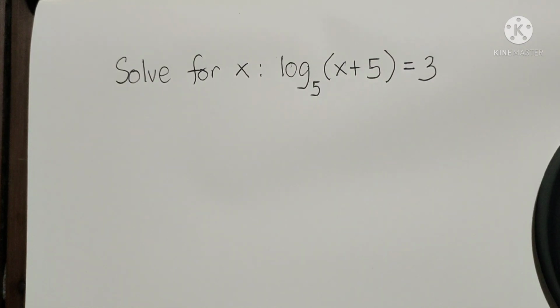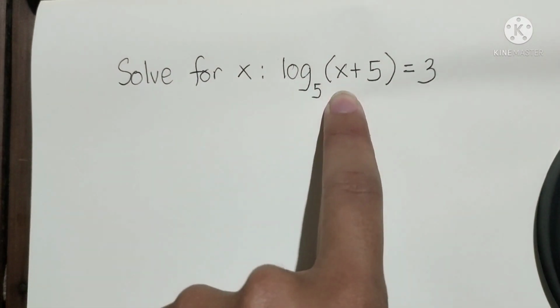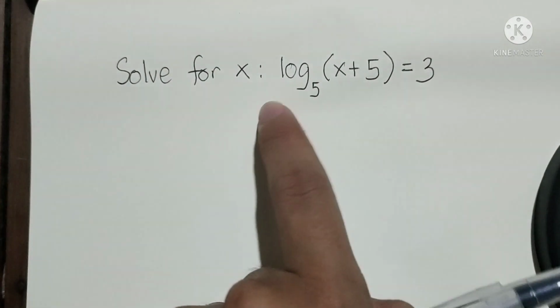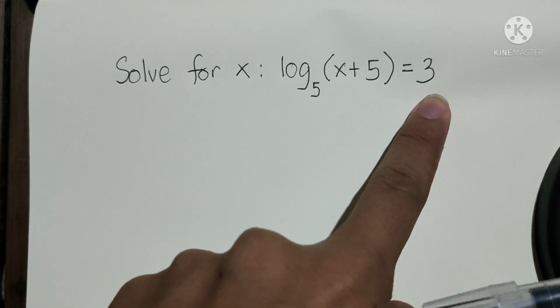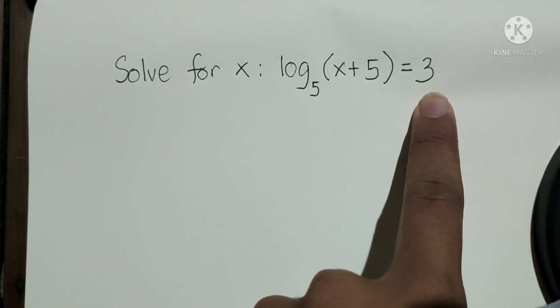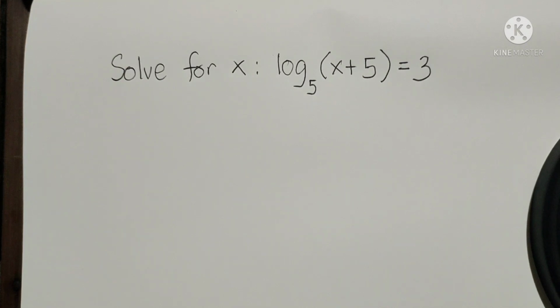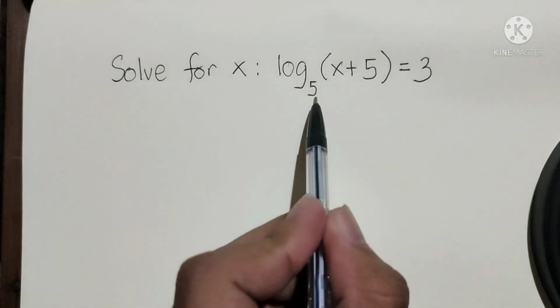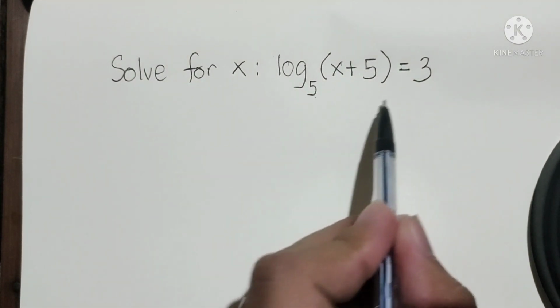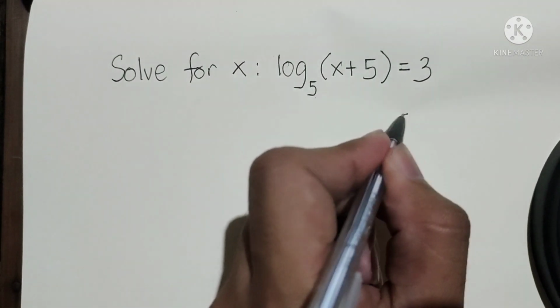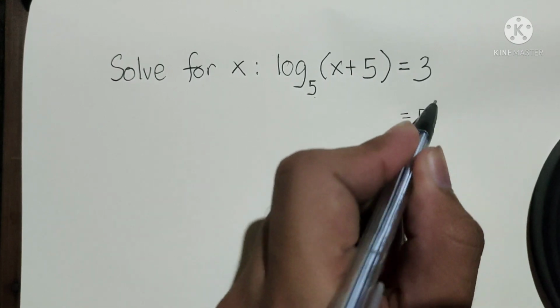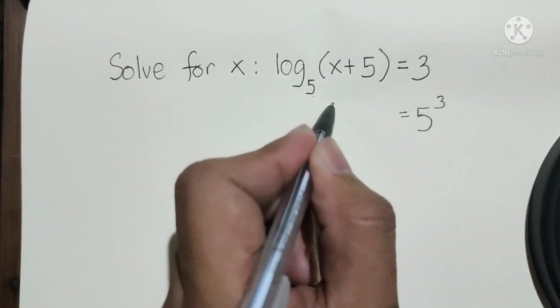For our first equation, hinihingi sa atin na hanapin yung value ng x that will make this expression equal to 3. To do that, first, itatransform muna siya natin into exponential equation. So, i-raise natin si 5 sa power ng 3. At yun ay magiging equal sa quantity x plus 5.